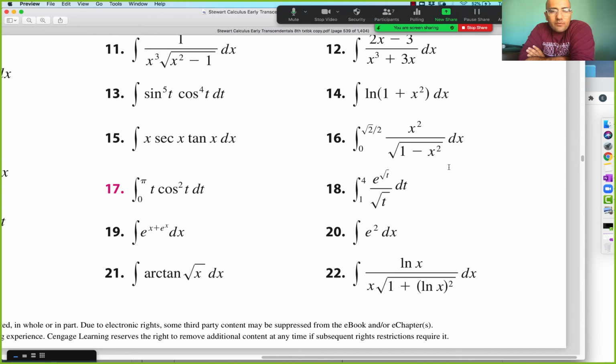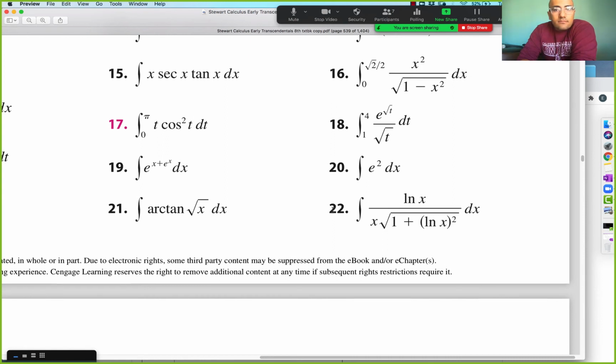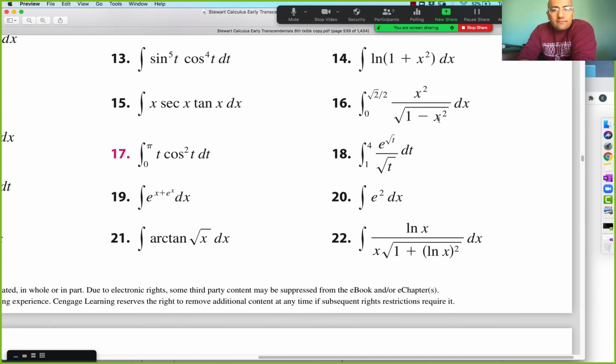Does that make sense to people, or want me to spell some stuff out? Okay with that one? Which one? Number 16. Letting x equal sine of theta should be the key to this one. Yeah, that one's good, okay.